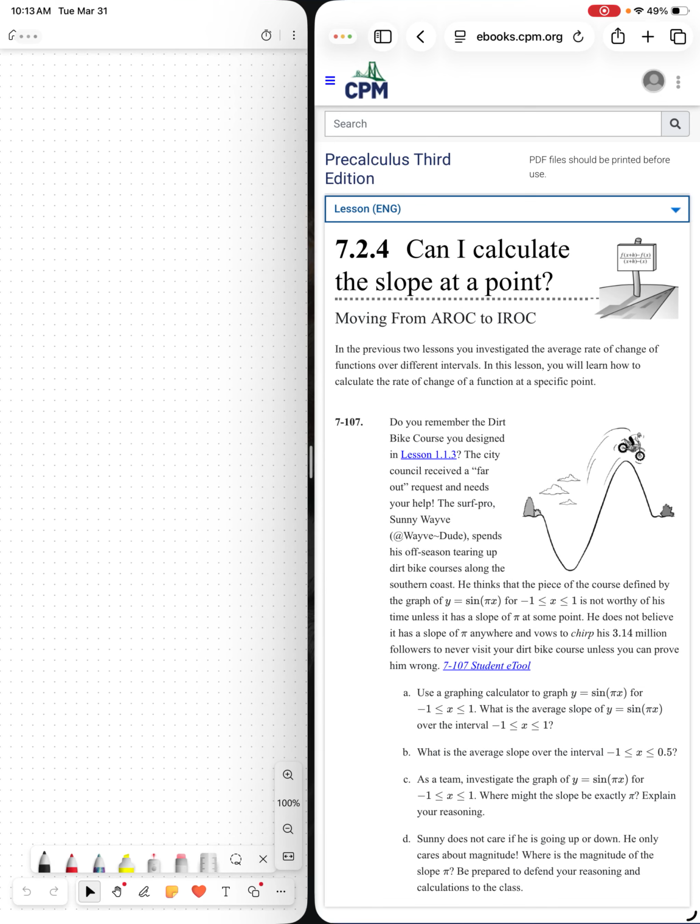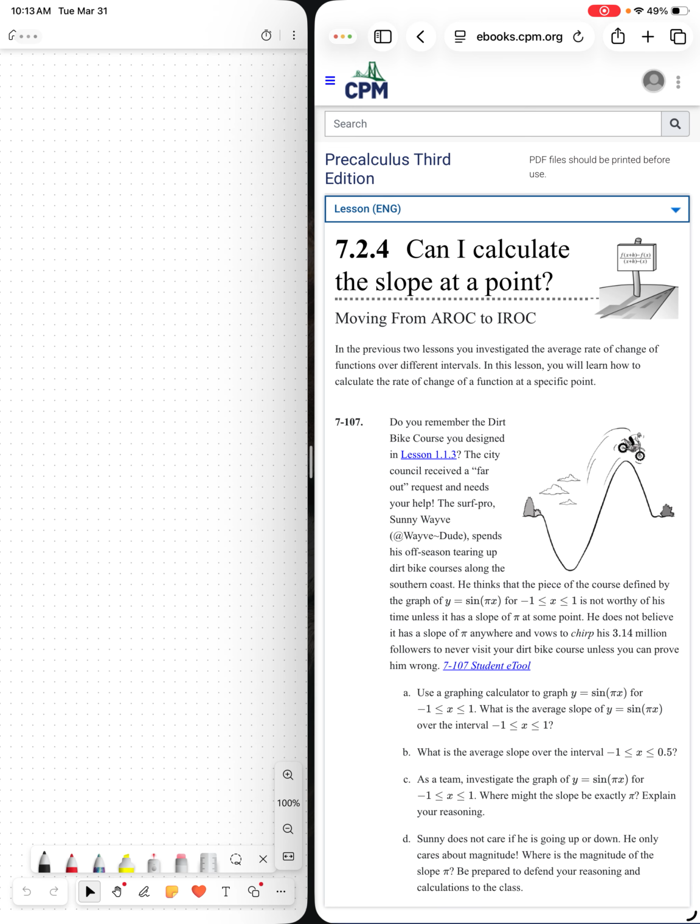Okay, 7.2.4, can I calculate the slope at a point? In the previous lessons, we investigated the average rate of change over different intervals. In this lesson, how do we calculate it at a specific point? The dirt bike problem from the very first chapter received a request and they need your help.